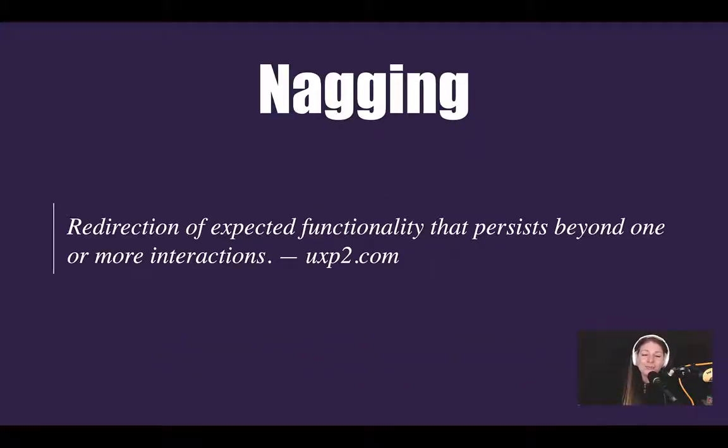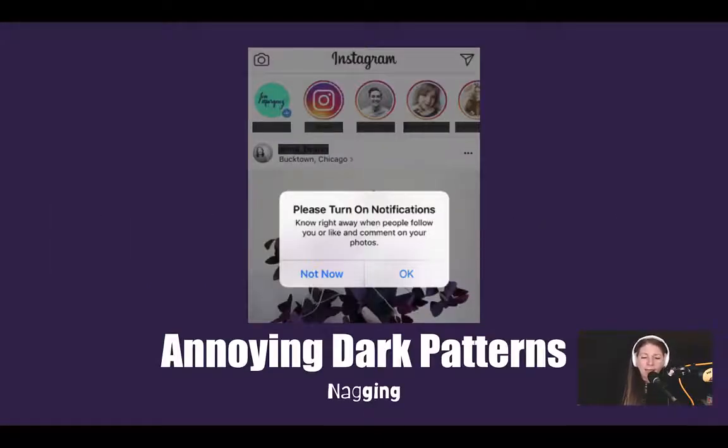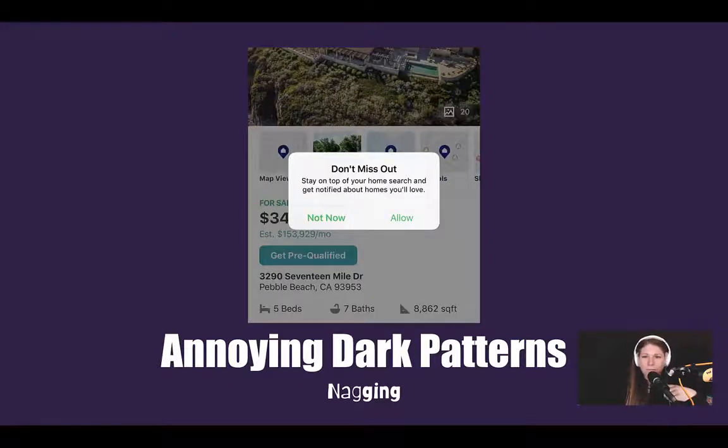Nagging. Redirection of expected functionality that persists beyond one or more interactions is how the UXP2 site explains it, which of course is the site that I pointed you to at the beginning, and I'll show it again at the end. As it sounds, nagging is a bothersome UX pattern, generally in the form of persistent pop-ups, like a pop-up that keeps notifying you, and there's no way to actually turn it off. All you can say is not now, right? Please turn on notifications. Okay. Not now. There are quite a few examples of this one.